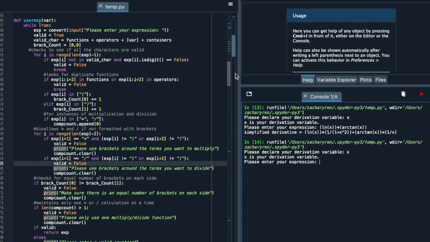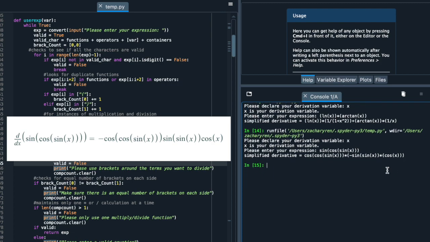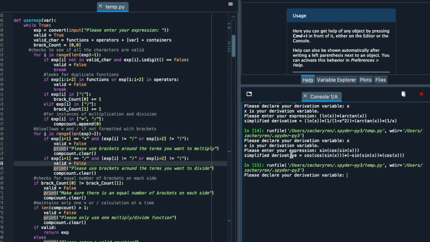The second one is a little bit more straightforward. It's a chain rule question, sine of cosine of sine x, and it gives us this equation. And also feel free to pause the video to cross-reference it and check if we did anything wrong.